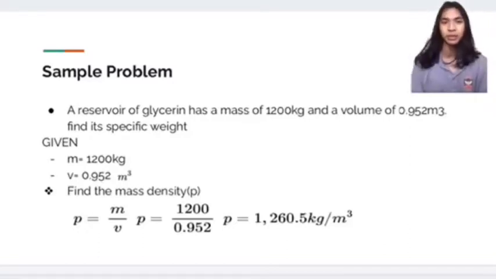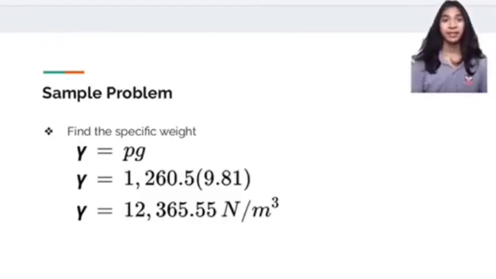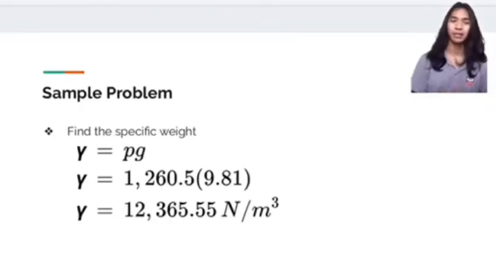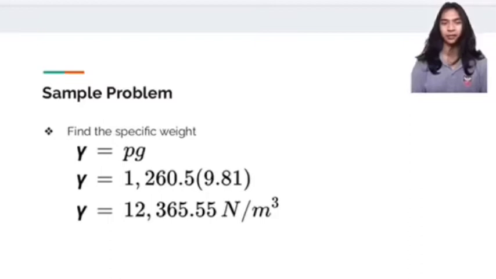kilogram per cubic meter. After finding the density, proceed in finding the specific weight. Gamma is equals to rho g, substitute the rho 1,260.5 and the g, the gravity is 9.81. We get 12,365.55 Newton per cubic meter. Take note lang, sa pagpili po ng solution, mag-base na lang po tayo sa given problems and dun sa given na sinasabi dun sa problem para hindi po tayo malito. That's it. Thank you.